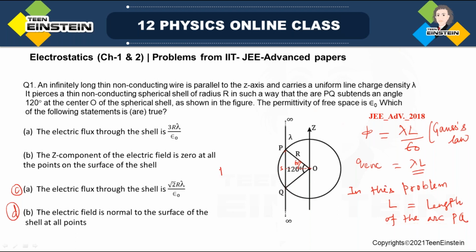So this length PS, so this is 90 degree, so PS by SO will be sine 60 degree. I hope you agree with me. So if I draw a perpendicular bisector for this angle POQ, then this angle will be 60 degree. Similarly, this angle also will be 60 degree, and I can write PS is equal to, SO means R, nearly radius.